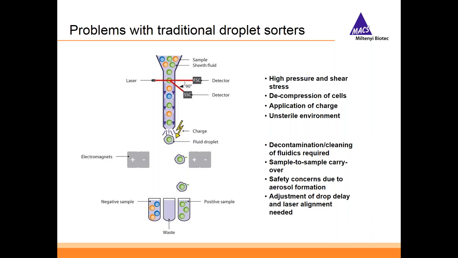So first of all, it's the high pressure which is present in common droplet sorters and which can go up to 70 psi during the sorting process. So when the cells are hydrodynamically focused in this area here, we have this very high pressure and also high shear stress. And this is, of course, stressful for the cells. Then, when the cells leave the nozzle in the droplets, there's a rapid decompression as these cells come back to normal pressure found in our surroundings, right?